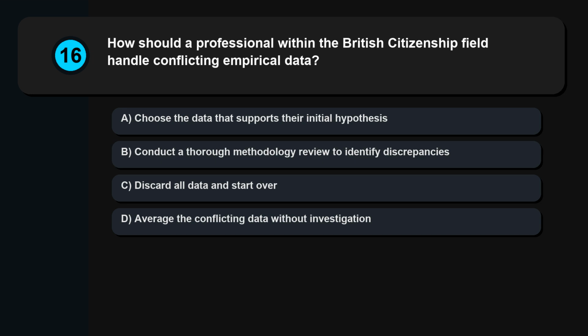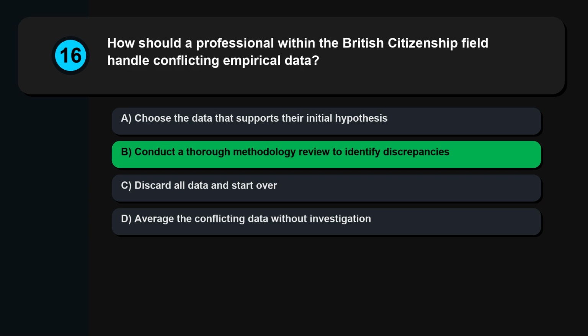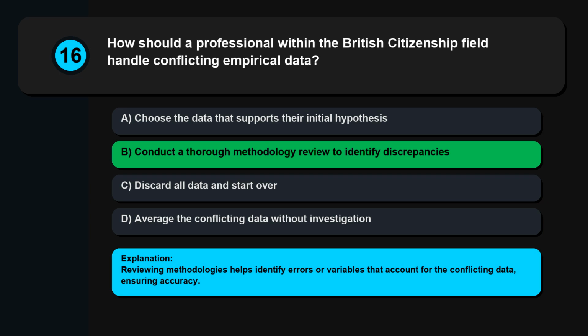Question 16. How should a professional within the British citizenship field handle conflicting empirical data? Choose the data that supports their initial hypothesis. Conduct a thorough methodology review to identify discrepancies. Discard all data and start over. Average the conflicting data without investigation. Reviewing methodologies helps identify errors or variables that account for the conflicting data, ensuring accuracy.